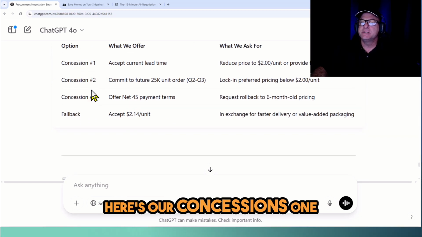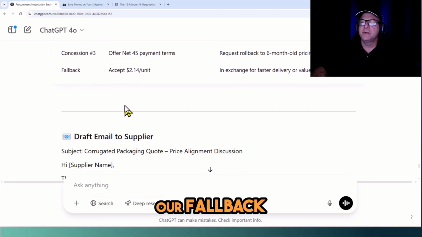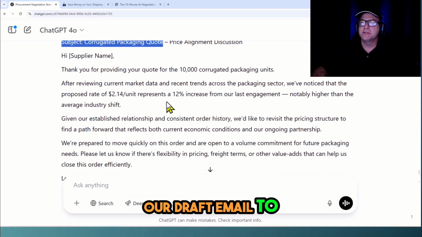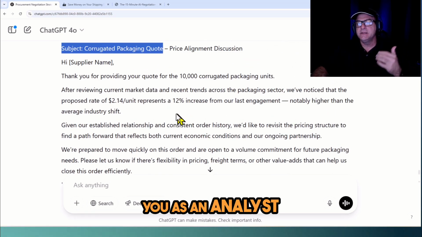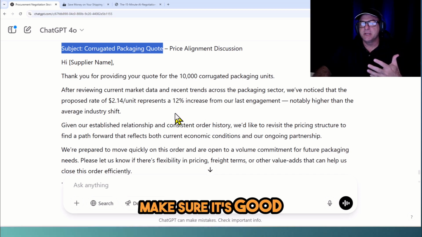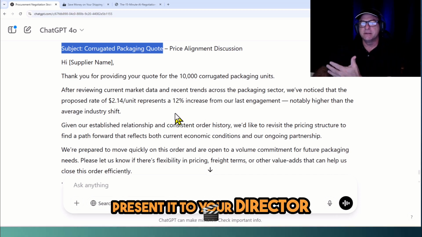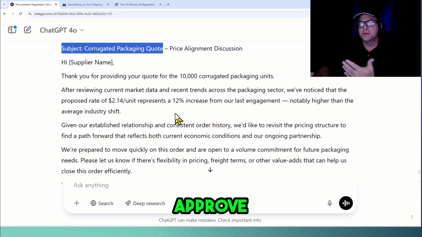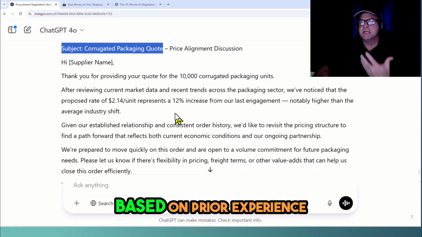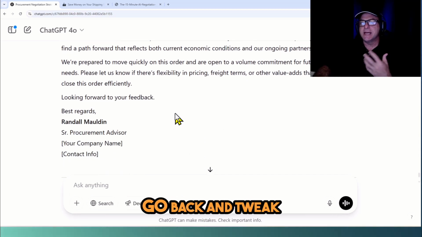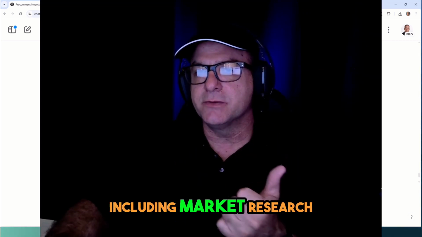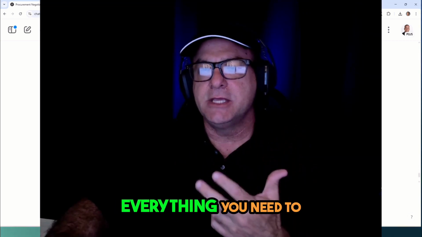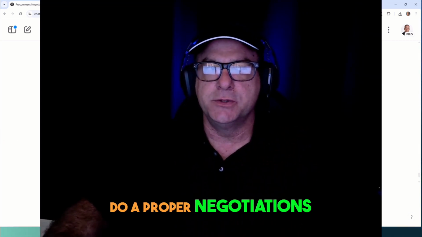Here are our concessions 1, 2, and 3, and our fallback. And then we have our draft email to our supplier. Now, this is where you, as an analyst, can review this, make sure it's good to go, and present it to your director. The director can review it, approve, agree, and give you additional advice based on prior experience, and then you can go back and tweak it. All done within less than 10 minutes, right? All that, including market research, current data, everything you need to do a proper negotiation.